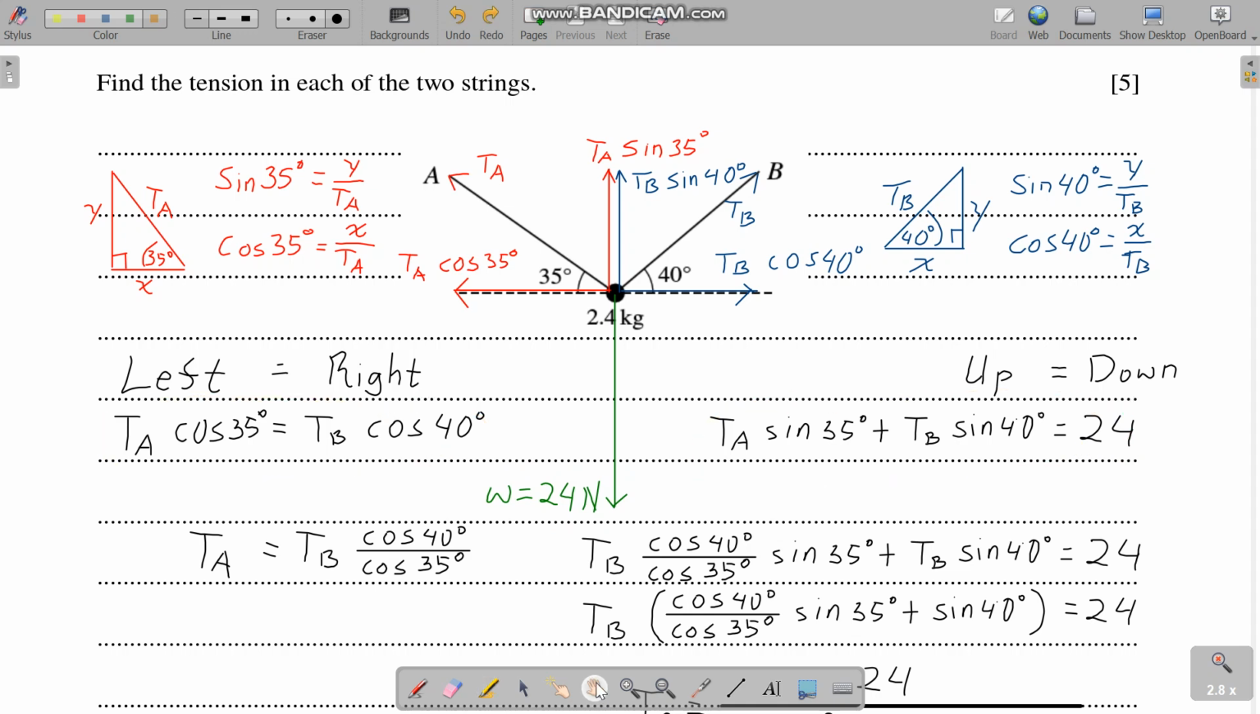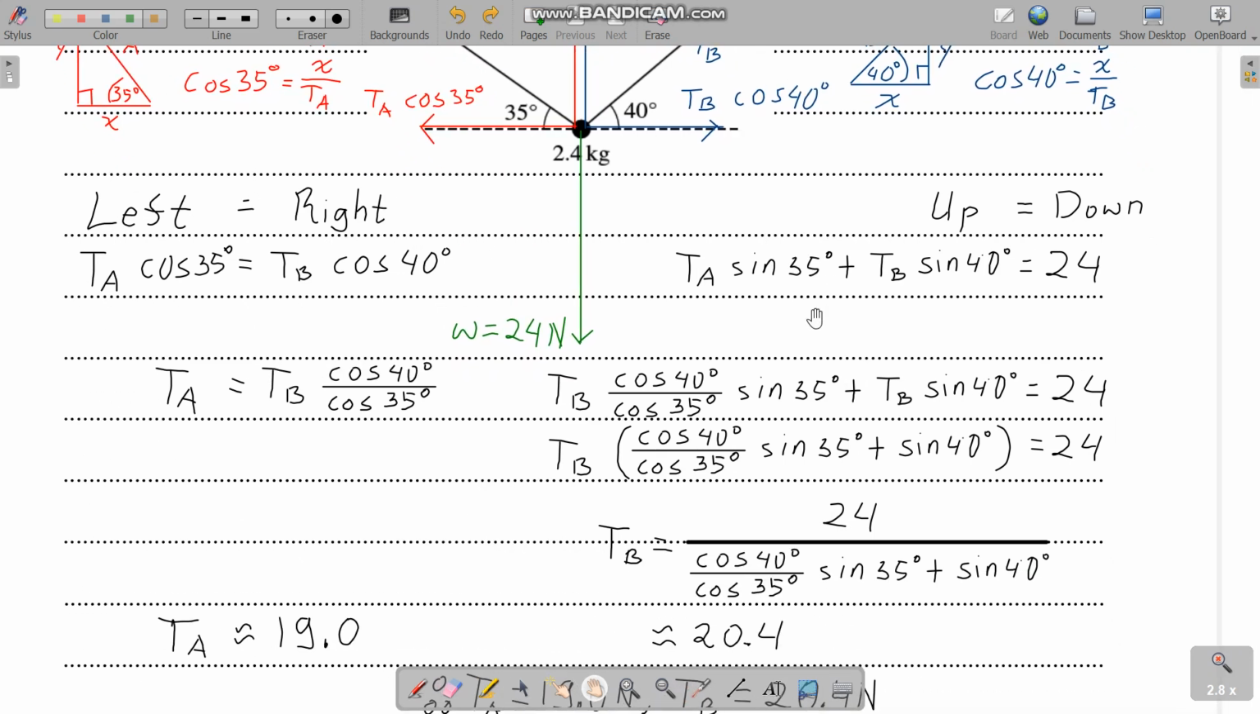We can solve them by substitution or elimination. Here we can just substitute. We divide both sides by cos 35, so we have TB cos 40 over cos 35, and we replace the TA here with that. So now everything's in TB. We can factor out the TB, then divide both sides by the brackets and use a calculator. We get the TB value.